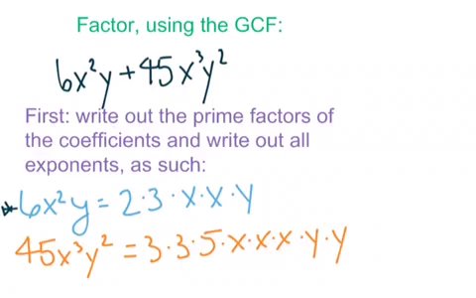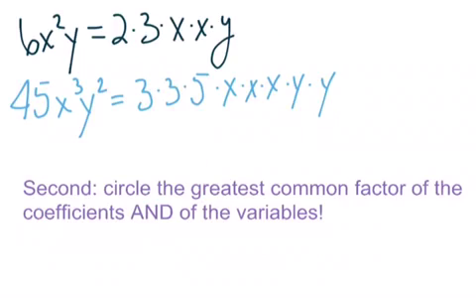Now, again, if you are somebody that still needs to do the factor trees for the numbers, you're more than welcome to do that as well. I could just do this in my head, so that's how I got, for 45, 3 times 5. Then I have 3 x's and 2 y's. Okay? That's the first step.